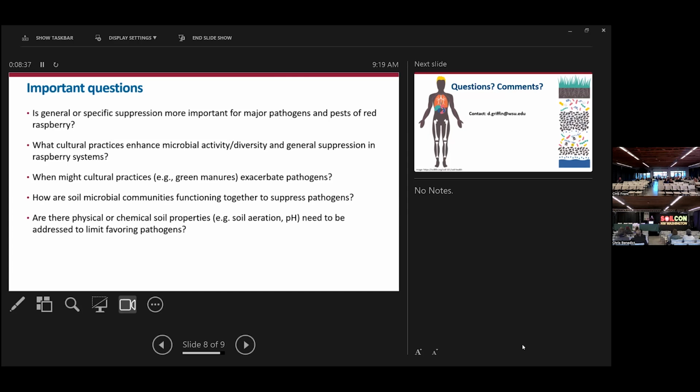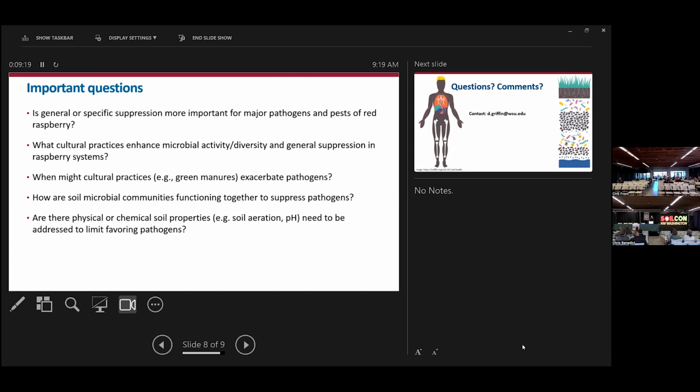There's a lot of focus on maybe adding composts or adding green manures that could feed the microbiome and could lead to suppression, and also it can lead to feeding pathogens and pests. So there can be issues with exacerbation that we need to consider. How are soil microbial communities functioning together to suppress pathogens? There's a lot of new tools we have to really understand the microbiome, but there's a lot we still don't understand about how different organisms are interacting with one another. So I think this is an area of research going forward that we really need to understand more and have soil scientists and pathologists and microbiologists all work together.